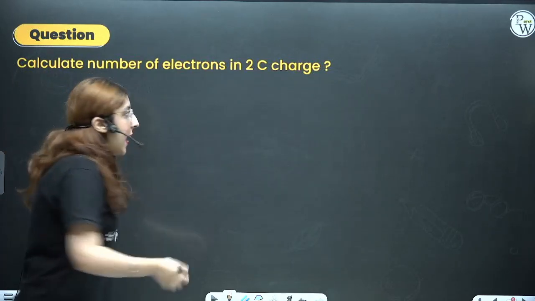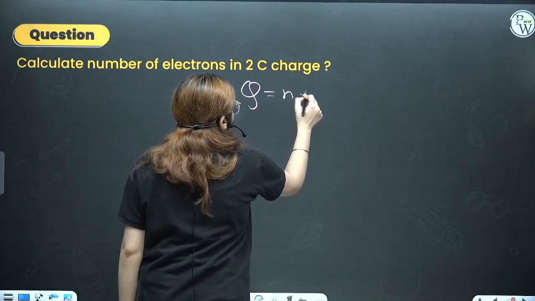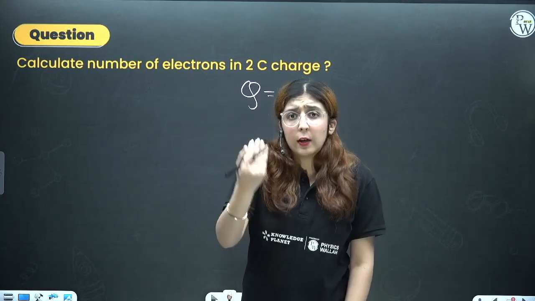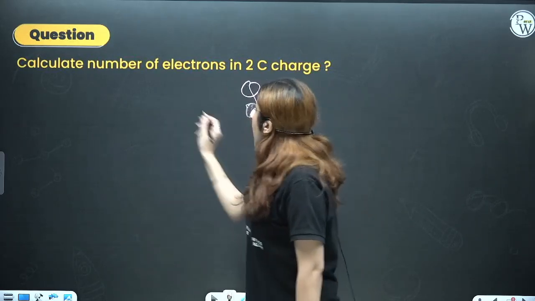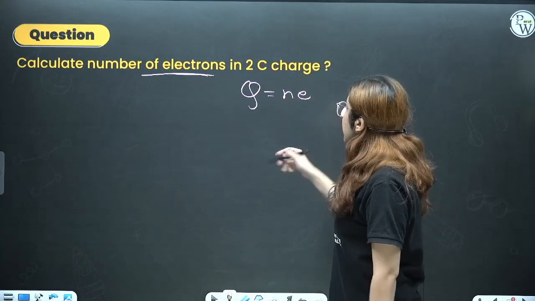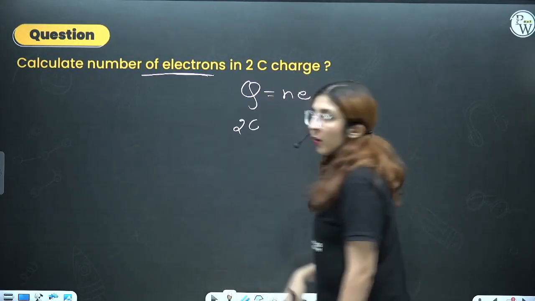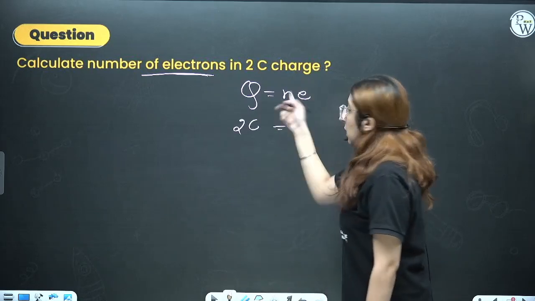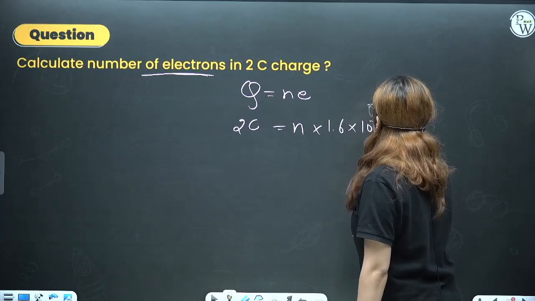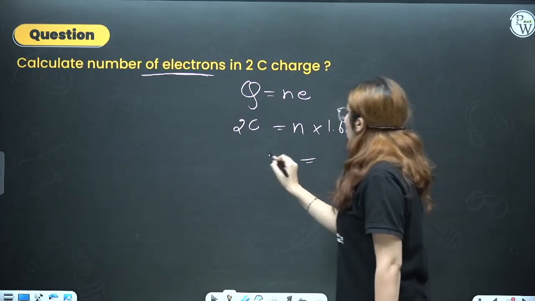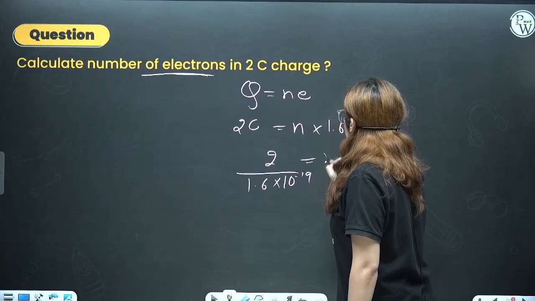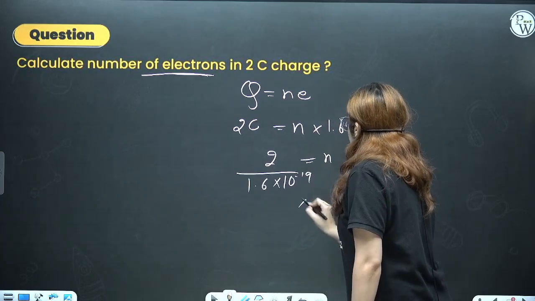They are not talking about anything else. They want to know how many electrons there are. Number of electrons is what they are concerned with. So what we are going to do: here in the question, Q is 2 coulomb, N, the number of electrons, you have to find, times 1.6 into 10 to the power minus 19. So N is 2 by 1.6 into 10 to the power minus 19, solve it.